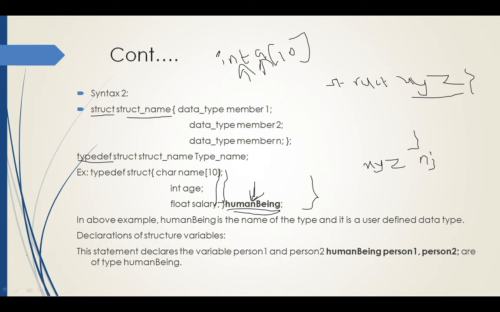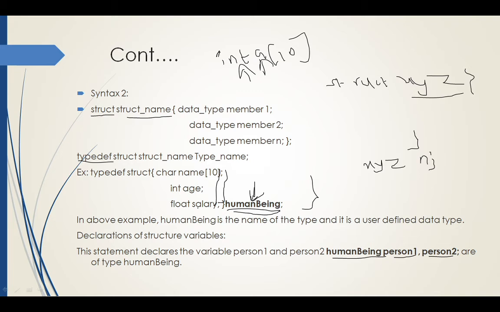Next, the declaration of the structure variable. You can declare the structure variable: first you should take the structure name, then you should take the variable name. Here the variable names are person1 and person2. The type of these person1 and person2 is human being. And what are the values for this human being?